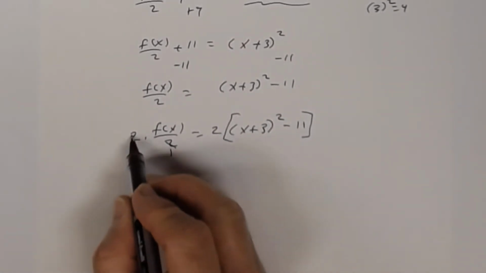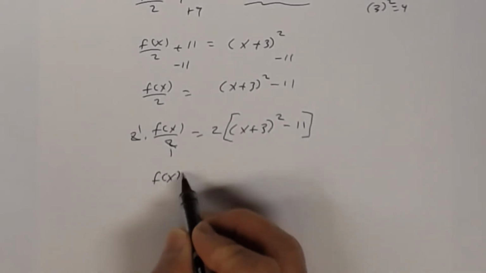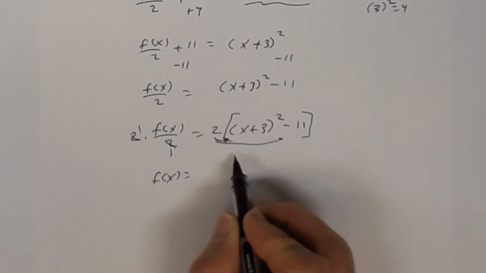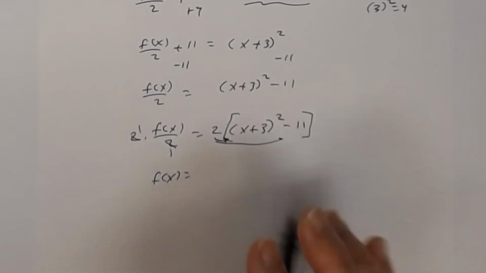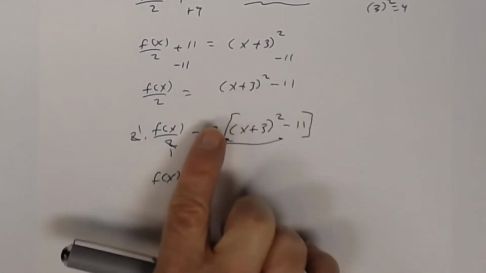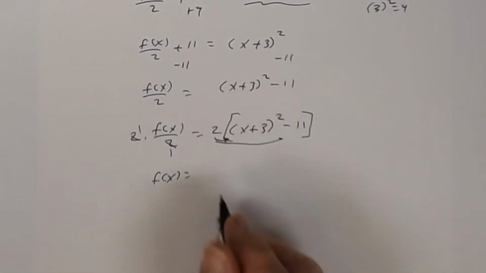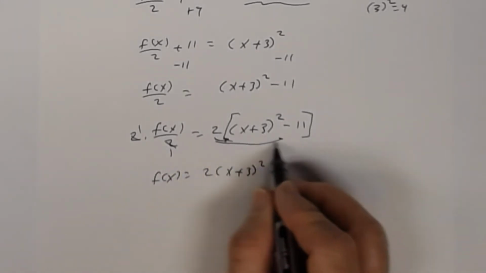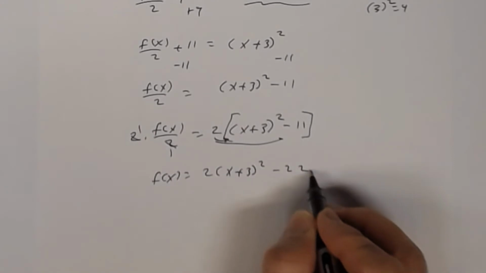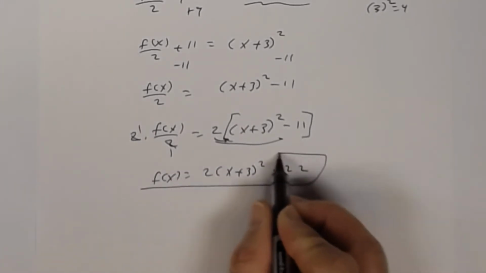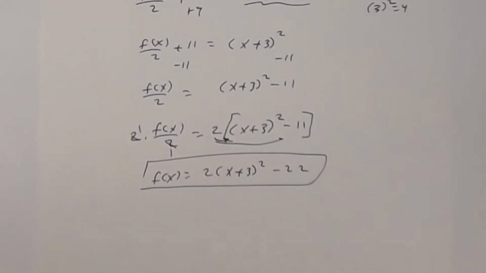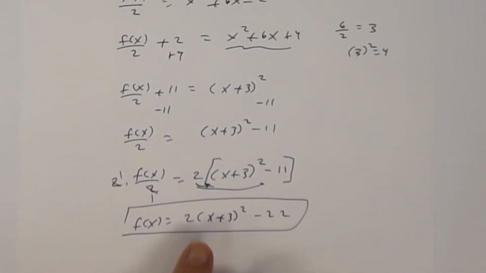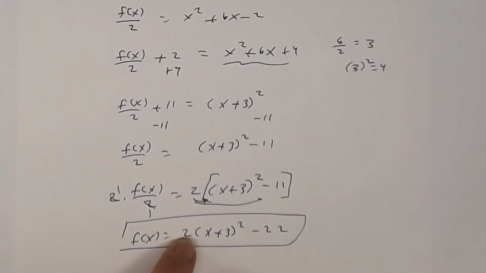Now the 2's divide out, and you get f of x equal, now distribute the 2. So 2 times that first part, and 2 times this second part. You can say 2 times x plus 3 squared, and then 2 times negative 11 is negative 22. And that's your answer there. So that's your vertex form. I want you to notice though, you see this number a right here? This 2 right here?